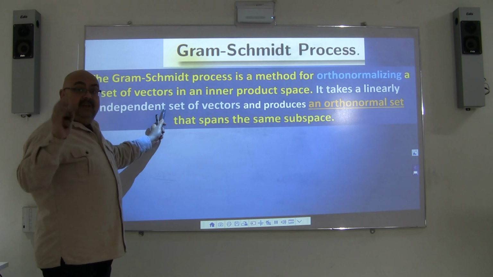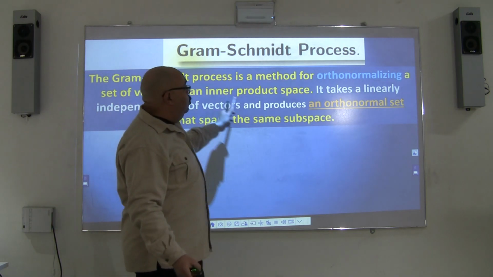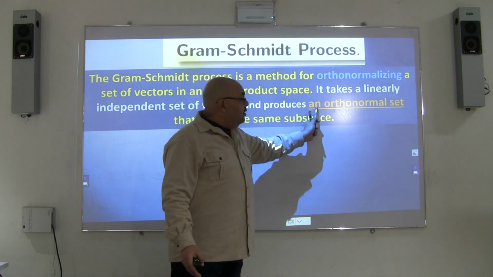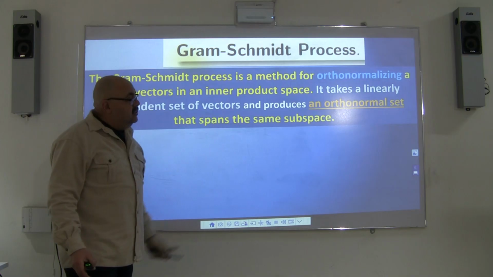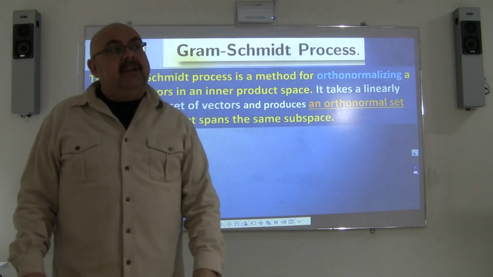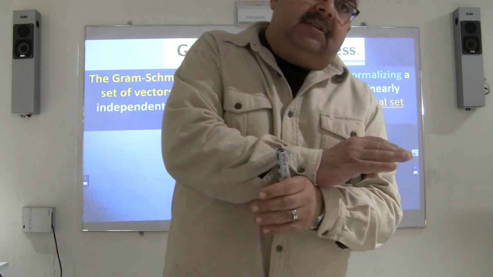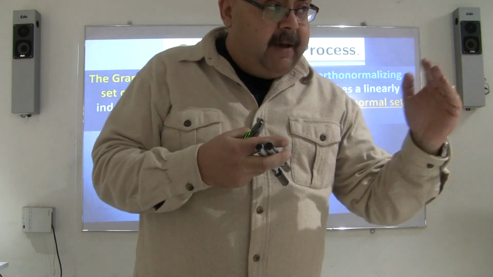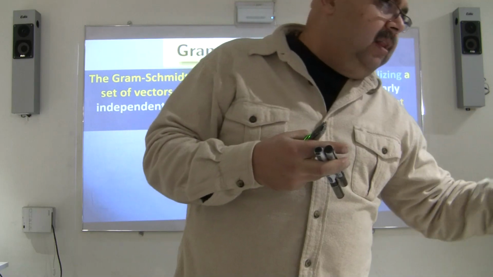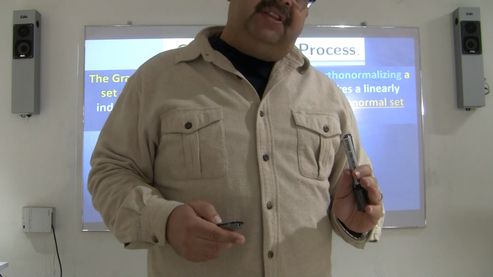So if I have a linearly independent set of vectors, using this technique, I will produce an orthonormal set of vectors that spans the same subspace. Let me tell you once more. If I have a linearly independent set, if I use this method, I will be able to get the orthonormal set from it. Okay, how to do it?